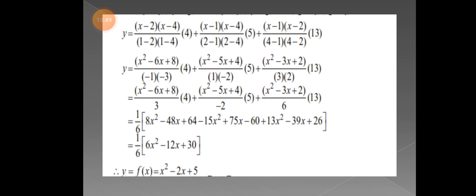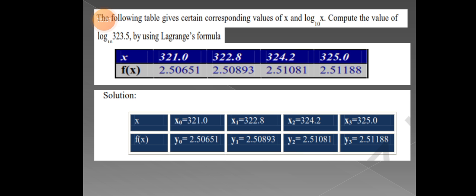Now we can see the next one. The following table gives certain corresponding values of x and log 10 x. Compute the value of log base 10 of 323.5 by using Lagrange's formula. In the table they have given the values. Now you have to name them as x0, x1, x2, x3. That was given in the solution.